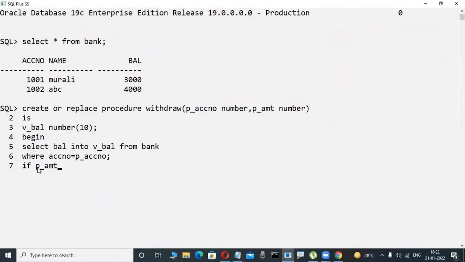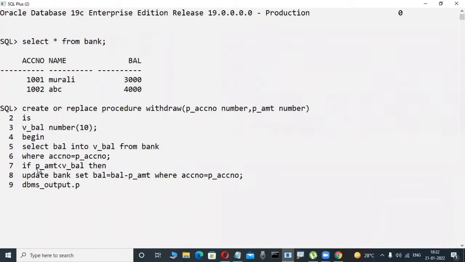Suppose here, observe the logic, not the coding. If that amount is less than the available balance, then I want to affect that in the database. Update table name, set balance equal to balance minus p_amount. There is some coding here. Okay, fine. Now check it out. Here I am writing some message, like in Java. Some messages I try to display.